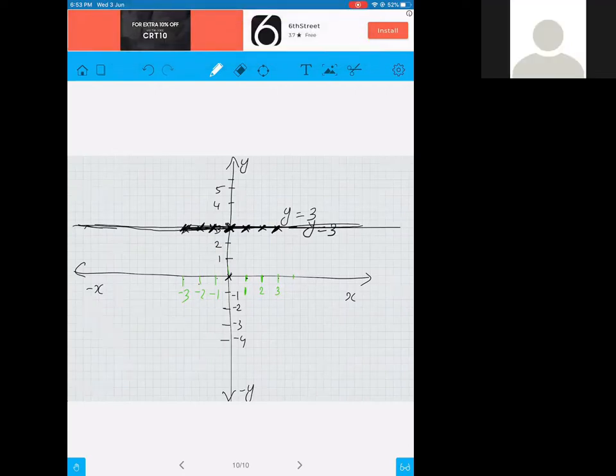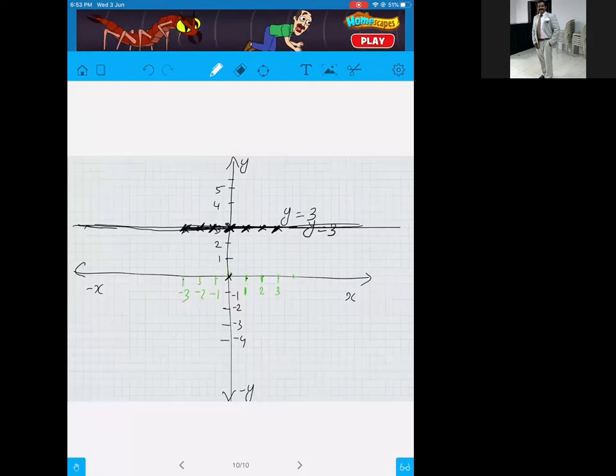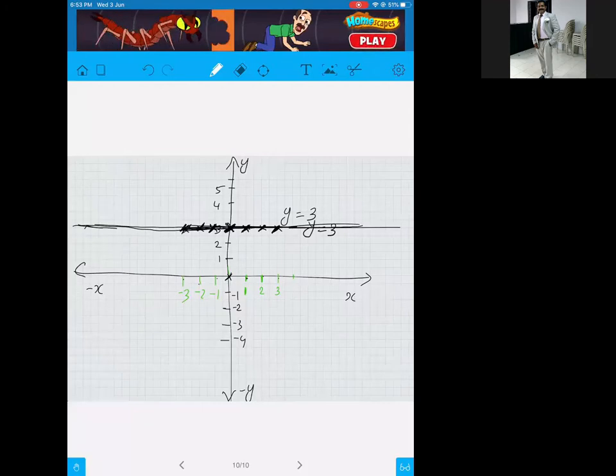Sir, I understand what you're saying, but then what's the point of all of this? Y equals 3 is already given. Is this to find the line or what? No, this is the graph for y is equal to 3. If they ask us to draw a graph for y is equal to 3, we have to draw a horizontal line through 3.